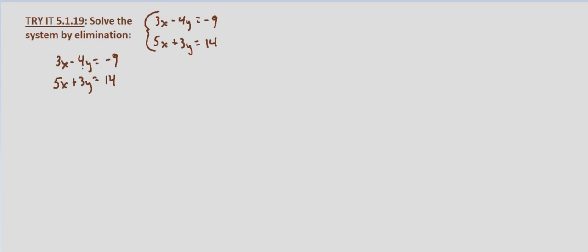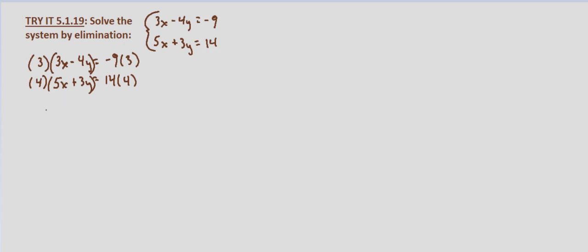So what we want to do is look at what would eliminate negative 4 and 3. So what's the common multiple? The least common multiple of 4 and 3 would be 12. So we'd multiply this first equation by 3, and we multiply the second equation by 4.